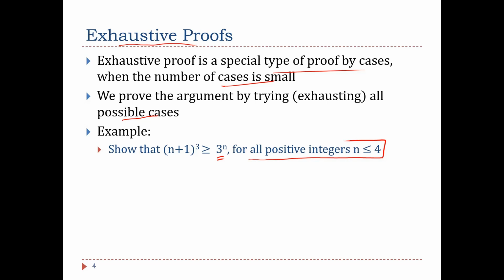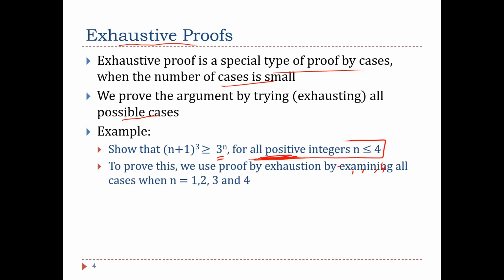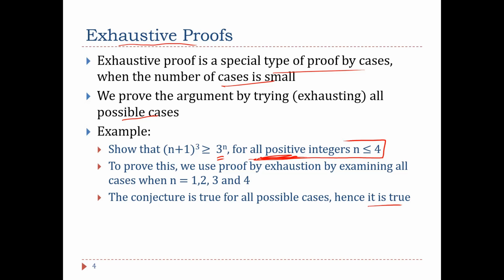Well, this is a piece of cake actually, because it's sufficient to practically consider n equal to 1, 2, 3, and 4 included, and then to show that this property holds. I didn't check if this also works for 0, but you are requested just to prove it for positive integers, I'm sorry. So to prove this, we use proof by exhaustion and by examining all the cases when n is equal to 1, 2, 3, and 4, as I said, and then the conjecture is true for all the possible cases, and hence it's true. The original conjecture for those cases.